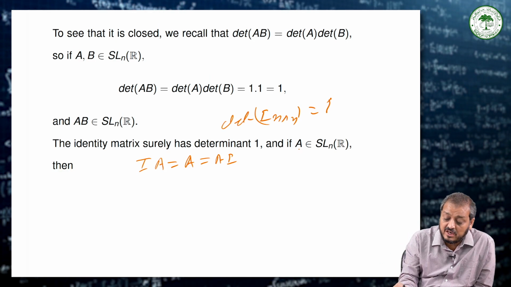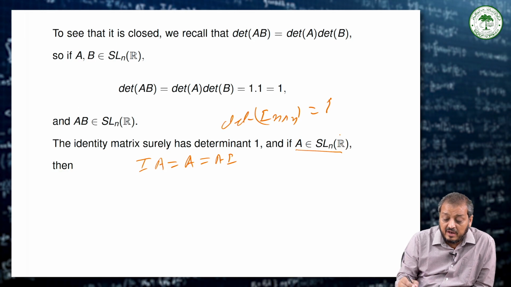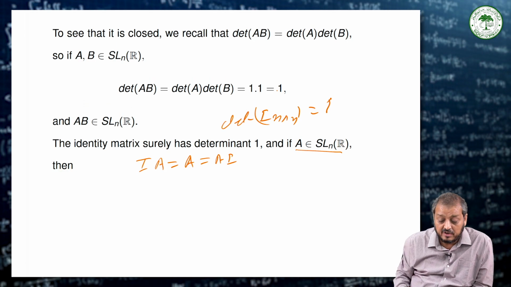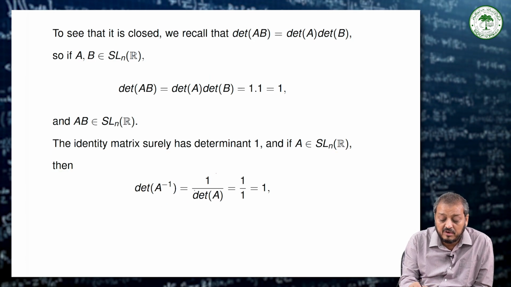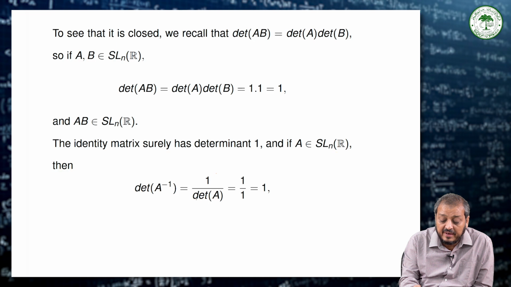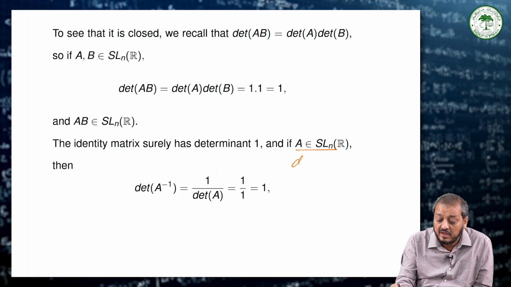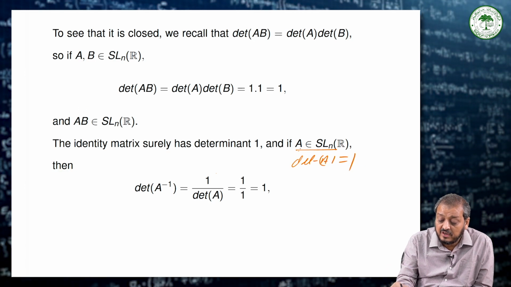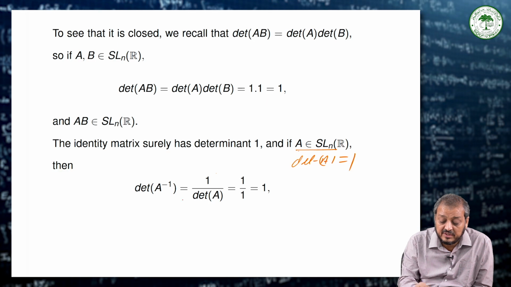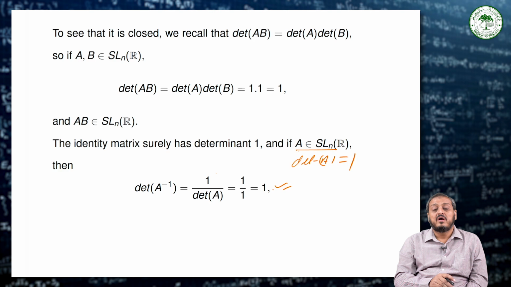So if A is an element of SL(n, R), we know that the determinant of A is equal to 1. So the determinant of A inverse can be written as 1 upon the determinant of A, and since A belongs to SL(n, R), the determinant of A in this case is equal to 1. So the determinant of A inverse is also equal to 1.